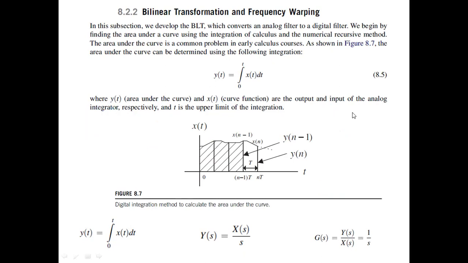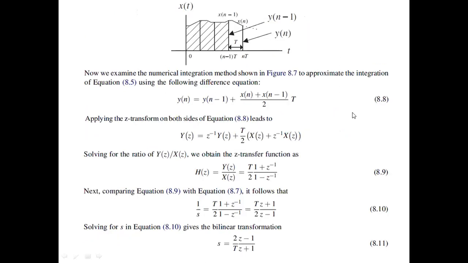So we will resort to this particular approximation where the area under the curve at y of n, we will take as the area till y of n minus 1, which is up to n minus 1, into t.